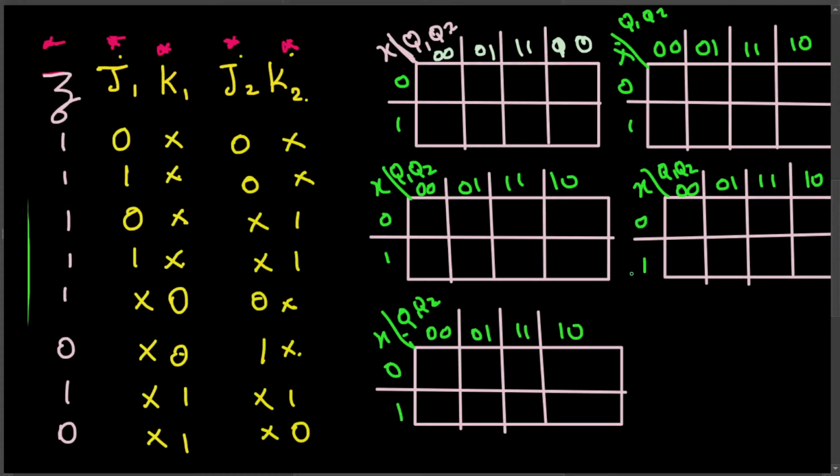Okay, now let's copy the values we found out. The first one we are looking at is J1. This is the J1, right? Let's use that red color. This is the J1. This is the K1. This is the J2. This is the K2, and this one is for the Z.